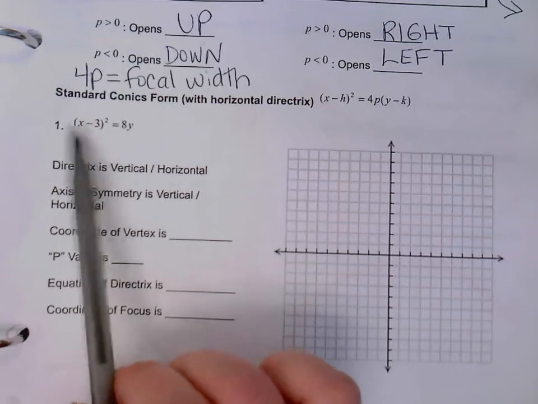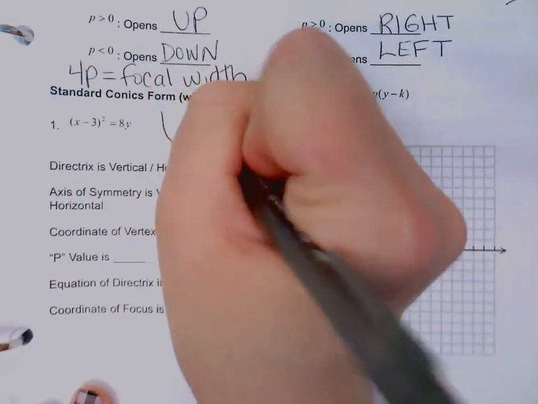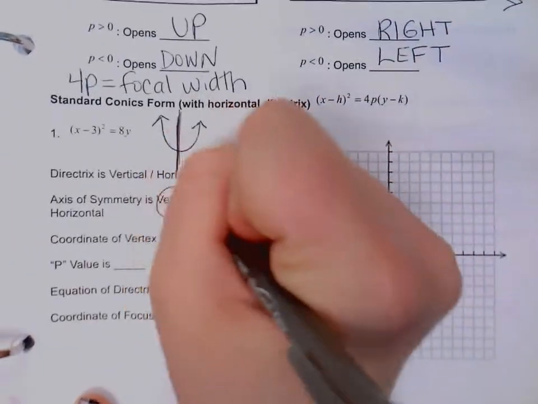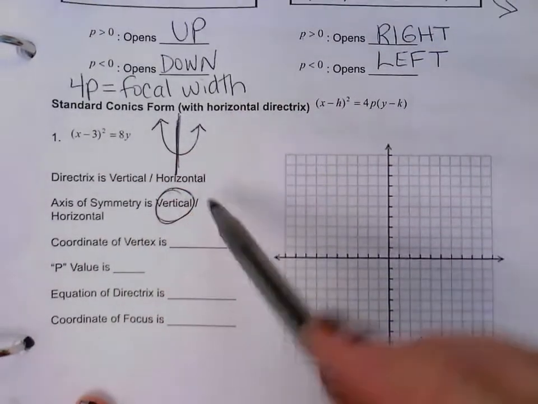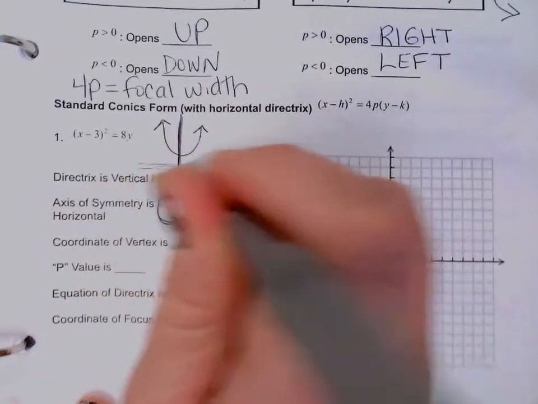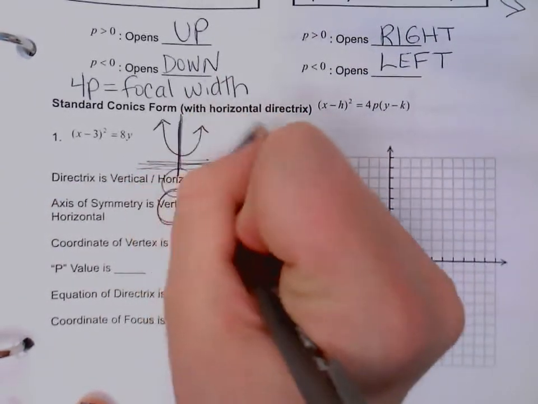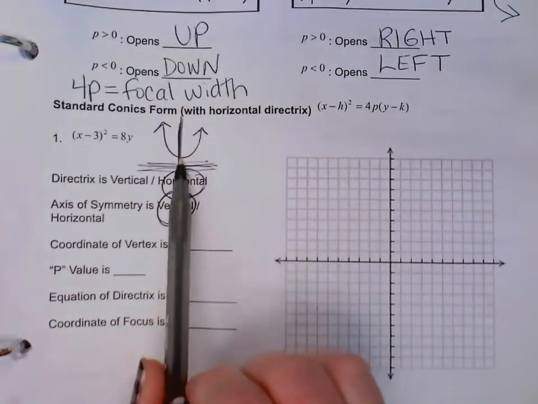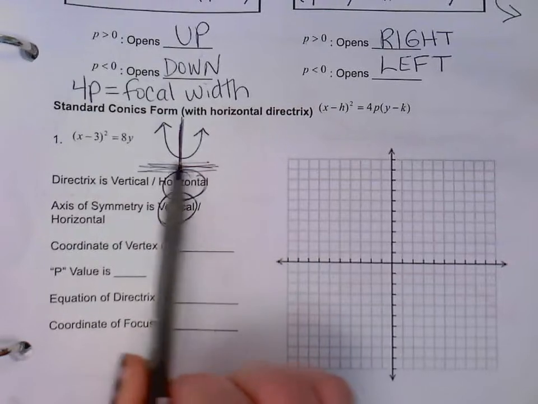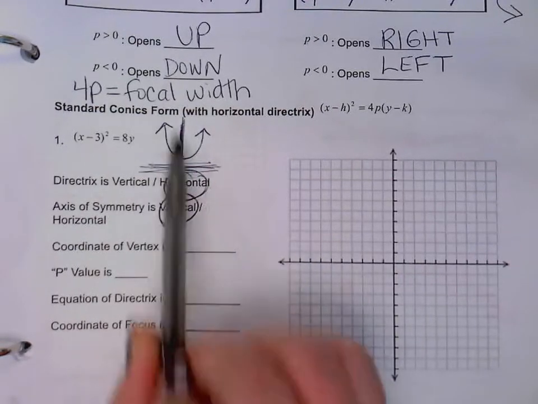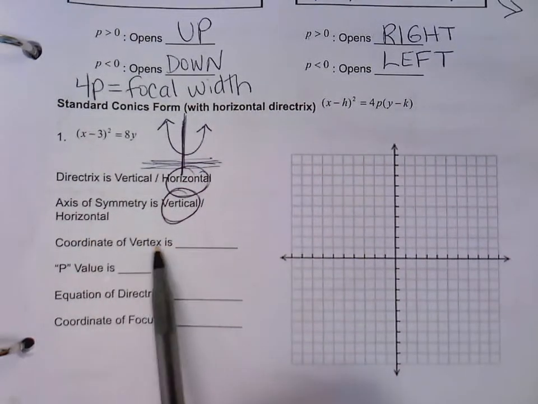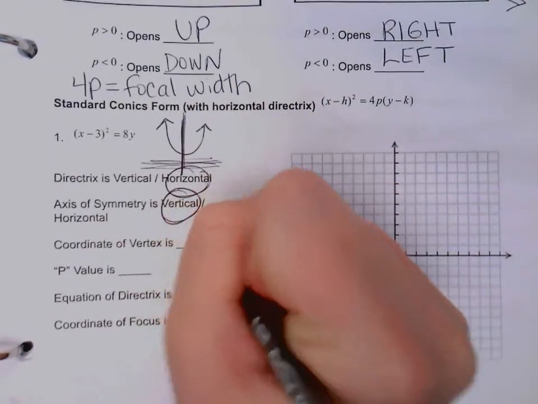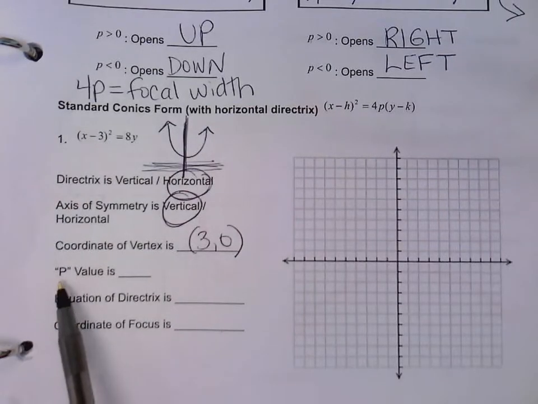X is being squared. So this is going to be a parabola that just opens up, right? So it's going to have a vertical axis of symmetry, which makes its directrix go in this direction. So the directrix is going to be horizontal then. So if the axis of symmetry is vertical, the directrix is going perpendicular to that. So vertical, horizontal. The coordinate of the vertex, I'm going right 3, up 0. So 3, 0.